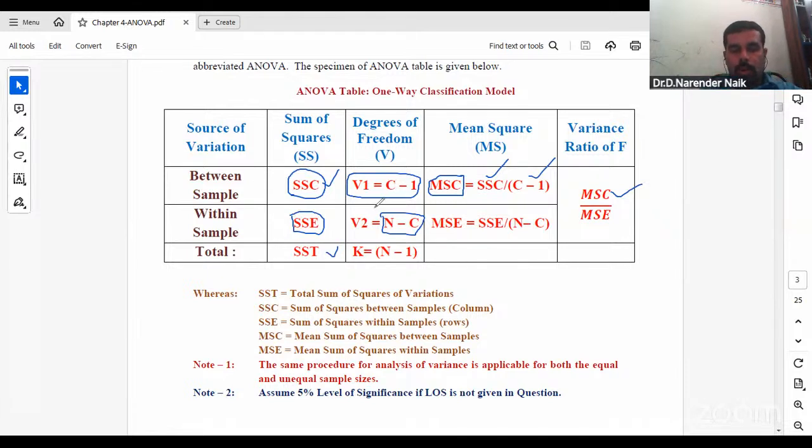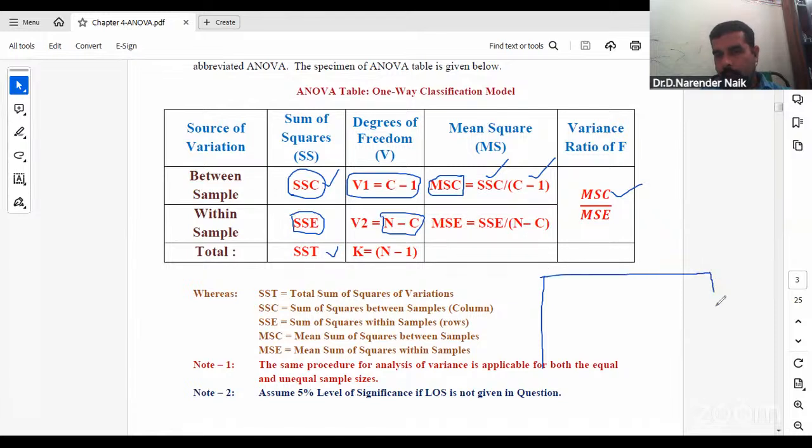So here the note number 1 is important and note number 2 is important. The same procedure for analysis of variance is applicable for both equal and unequal samples. Equal and unequal samples, this is very much important. So, for example, you see this table.